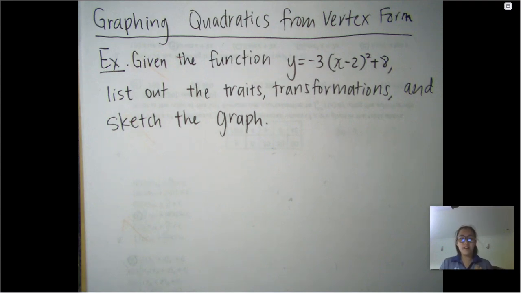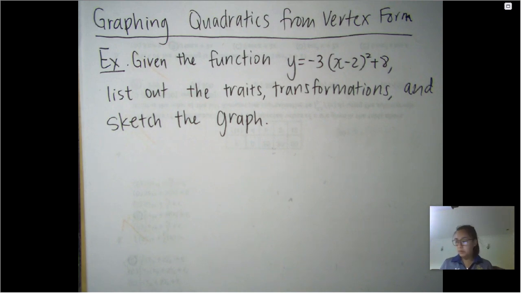Today I'm going to be giving you an example of graphing quadratics from vertex form. So the example we're doing is given the function y equals -3 times (x minus 2) squared plus 8. We're going to list out the traits, the transformations, and sketch the graph. Actually, we're going to go ahead and start by listing out the transformations. You should remember this from last unit.